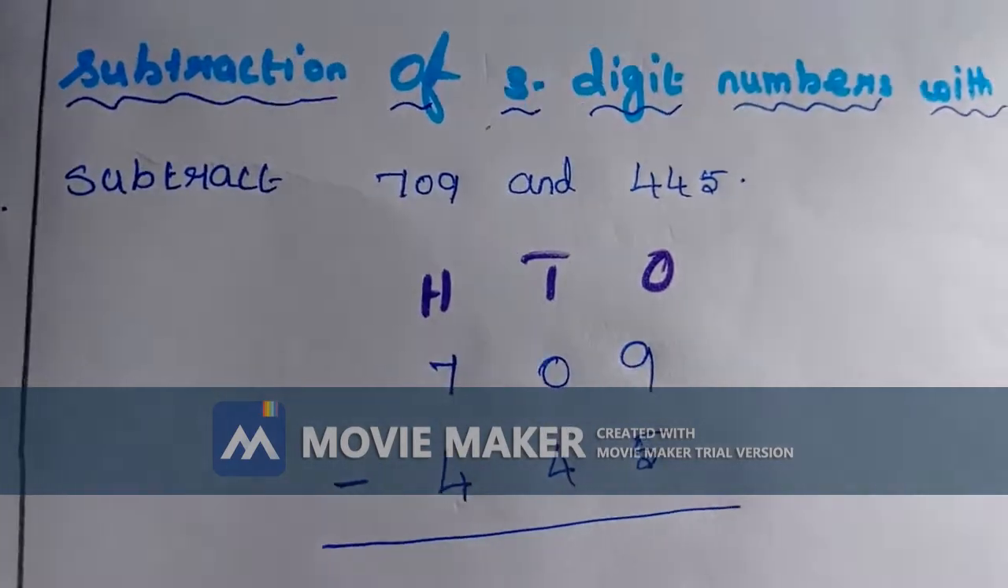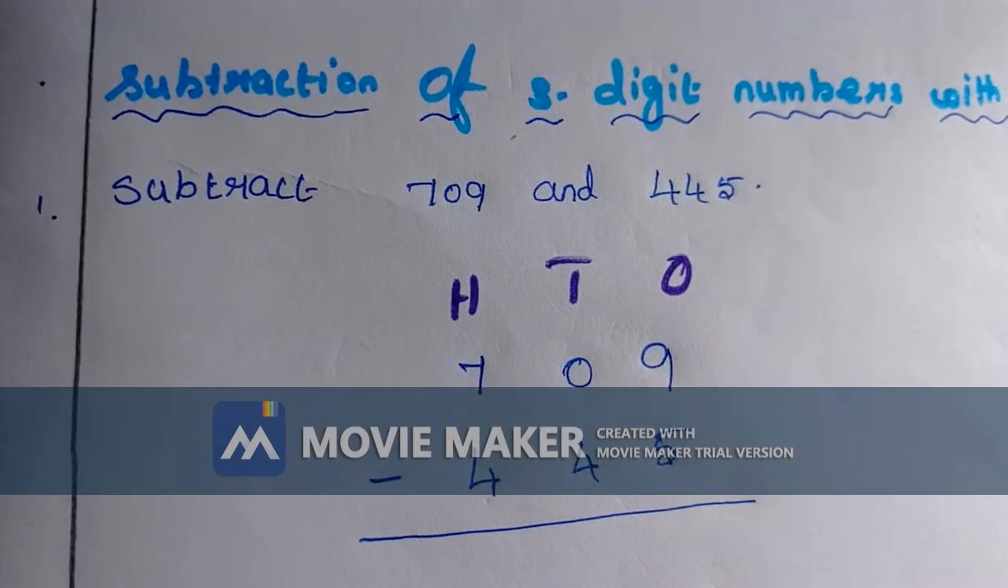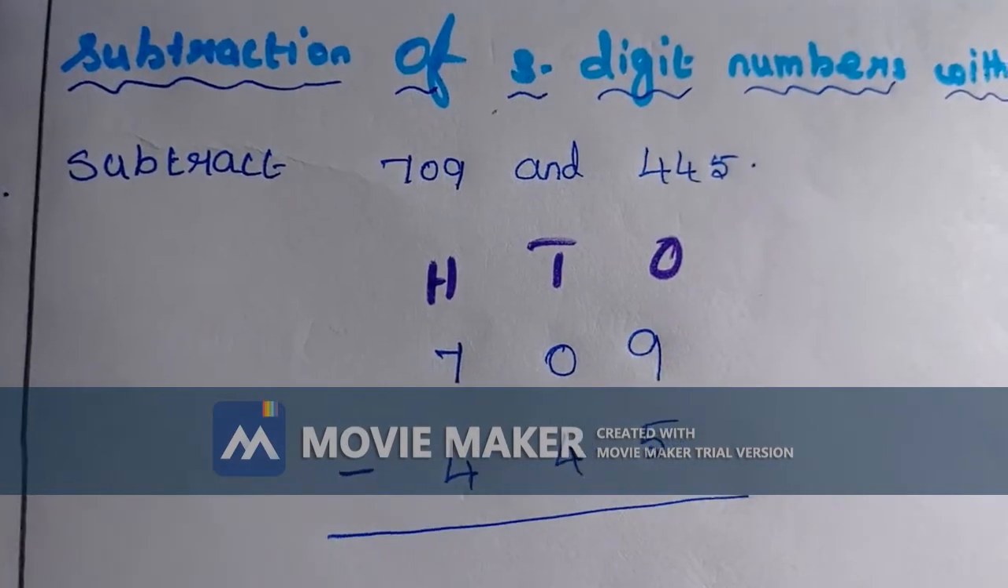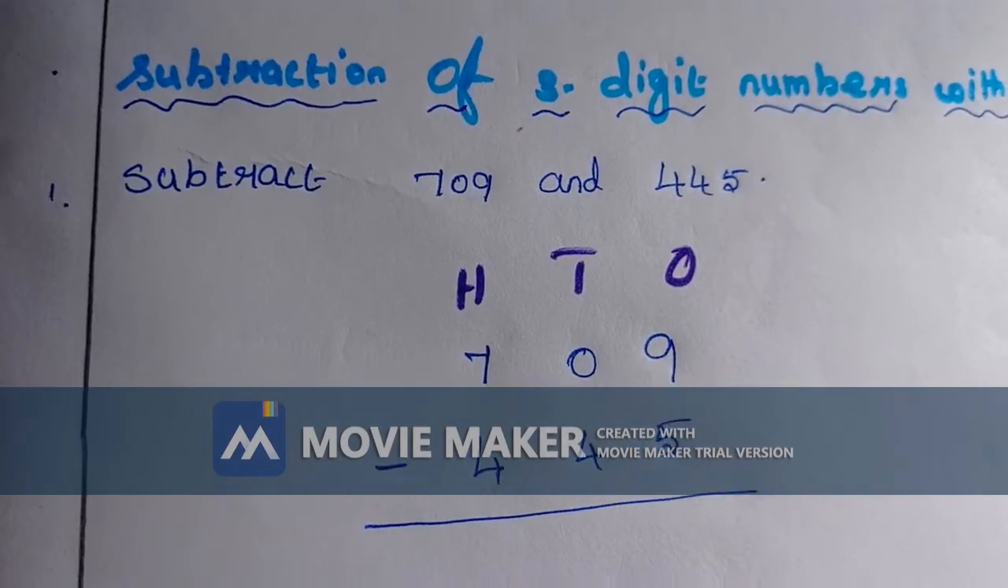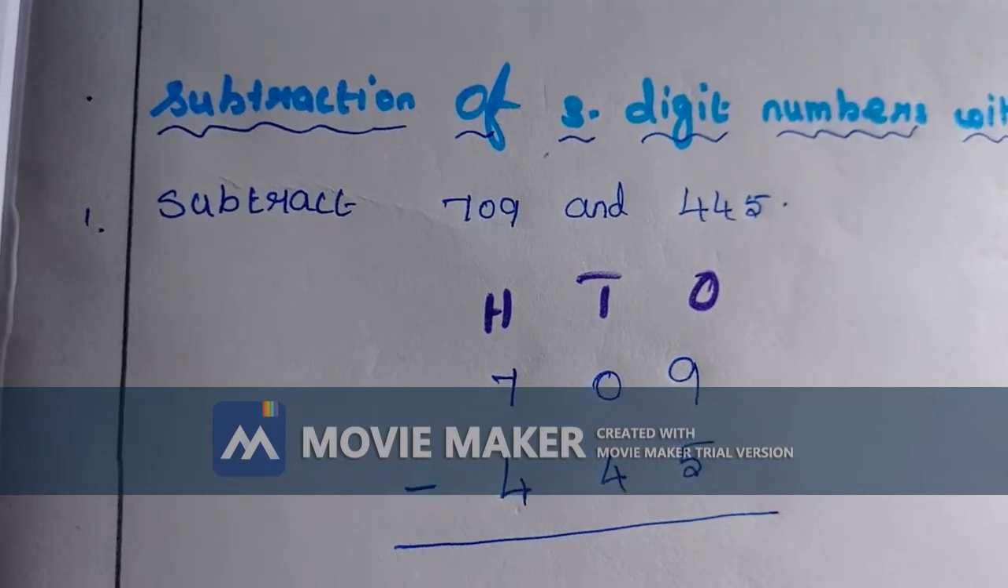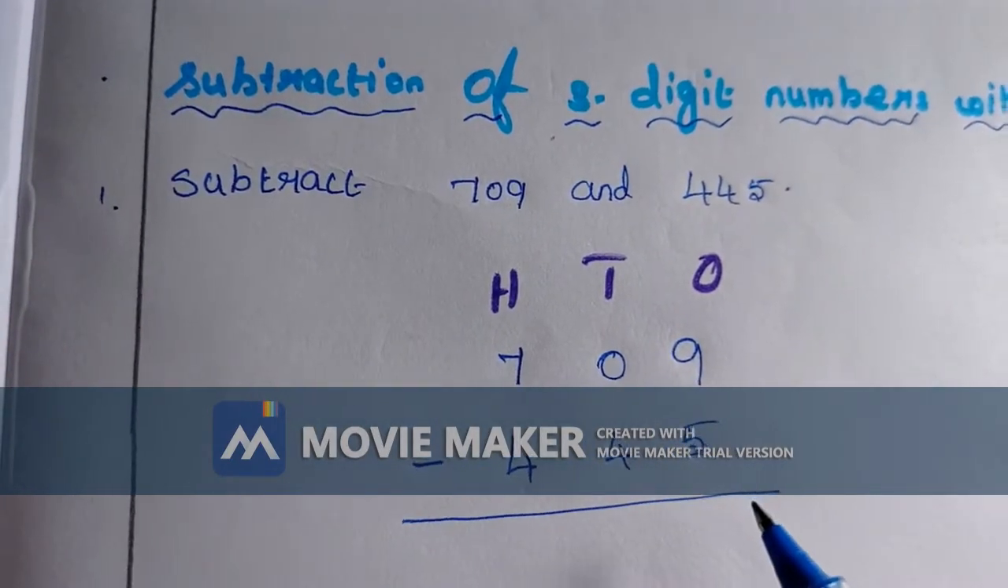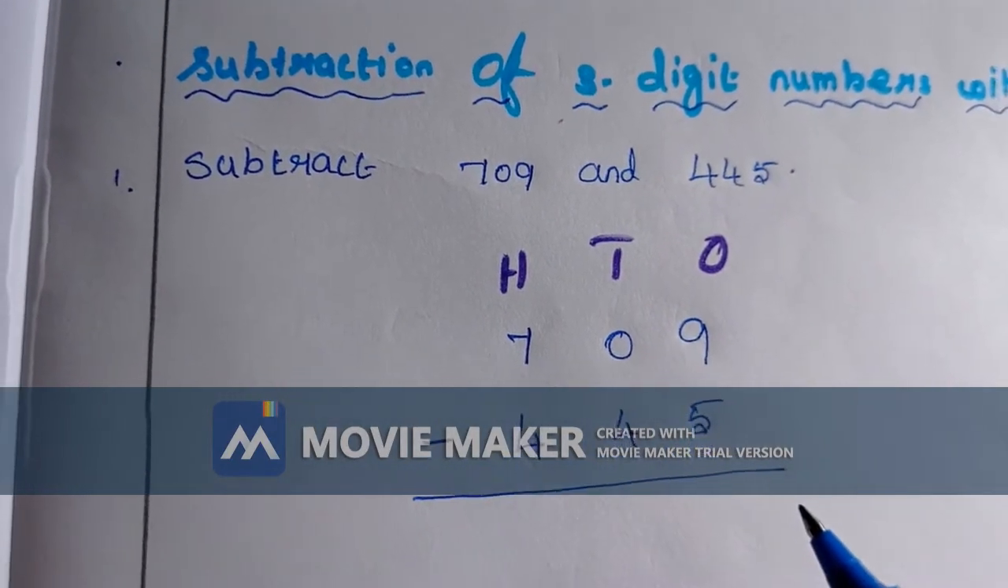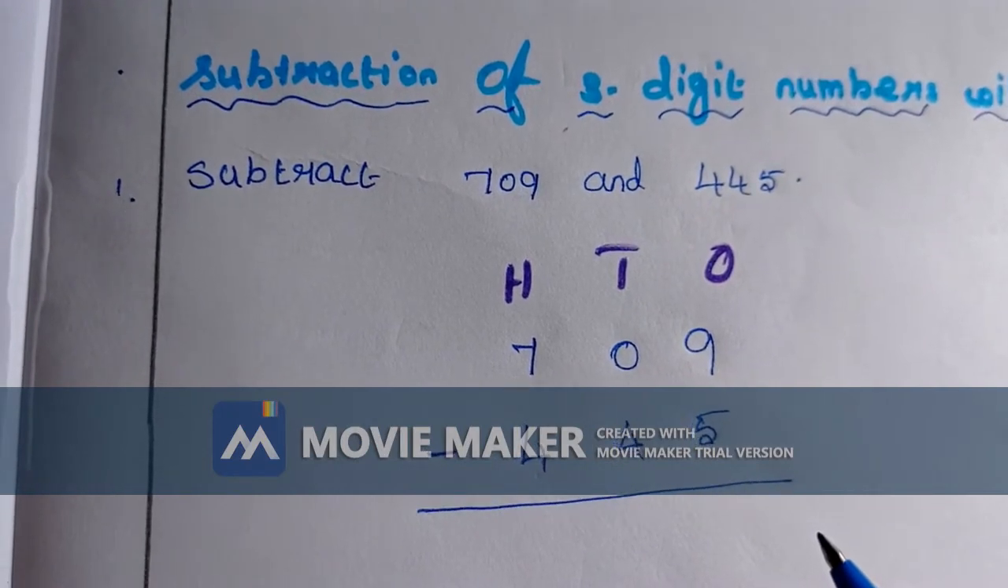First we have to subtract the values in the ones place. The ones place values are 9 and 5. You can easily subtract the number 5 from 9, isn't it? So please open 9 fingers.